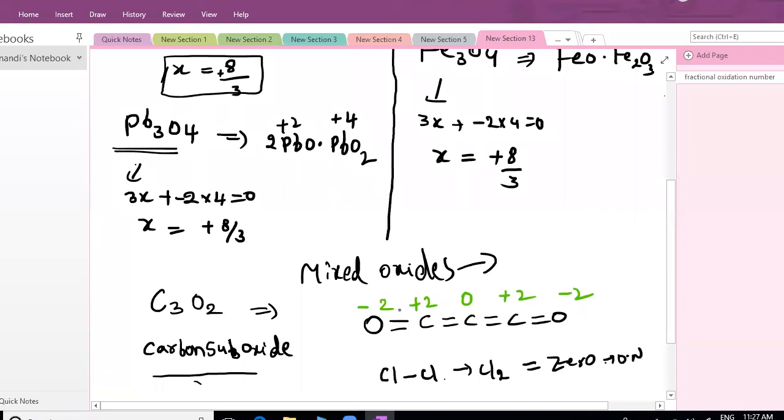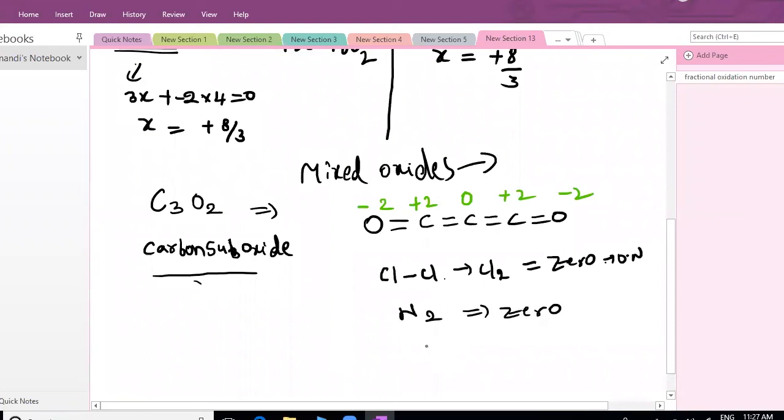N2 oxidation number how much, sir? 0. Is it clear? O2 oxidation number 0. Look on screen, you can understand very easily. I'm writing everything which I'm teaching on screen. You may get a few minutes of disturbance like this; I will try to avoid complete disturbance.